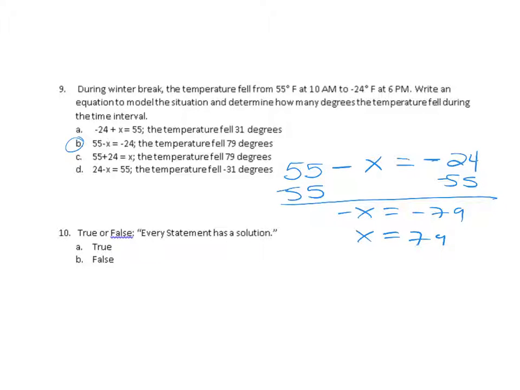Now, when I say write an equation to model the situation, that is B. C is not the equation that models the situation. Are we all right? Okay. So that doesn't work. This should say every math statement, but I figured you knew what I was talking about. Does every math statement have a solution? No. You may have no solution, right? So this is false. So that was your quiz. Do you understand it all now?